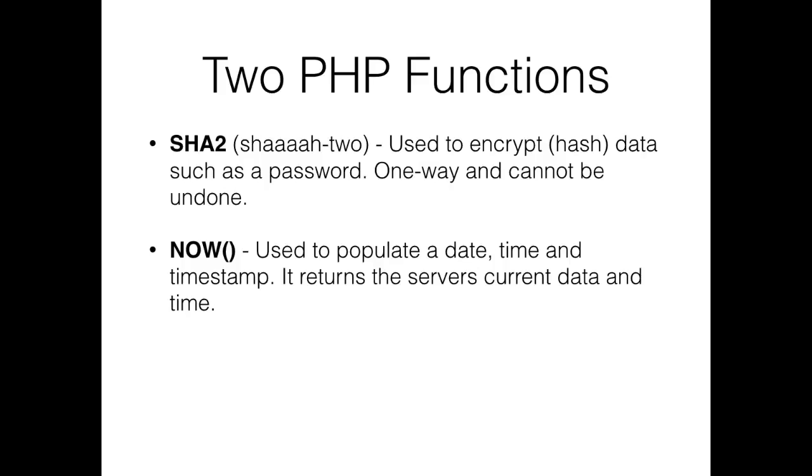The SHA-2 function is used to encrypt hashed data such as passwords, one way and cannot be undone. We'll get into that, not so much this week, but probably next week. And now is used to populate a date and time in a timestamp column. Okay.